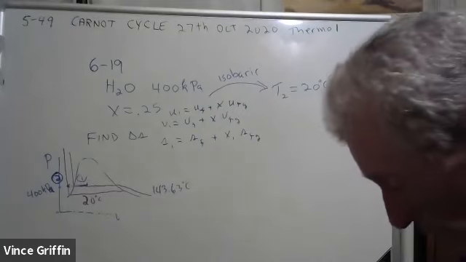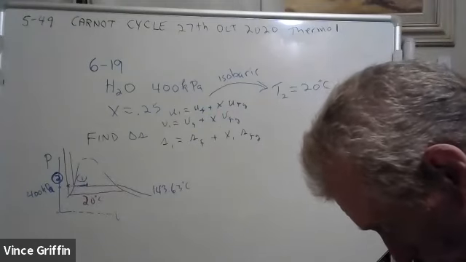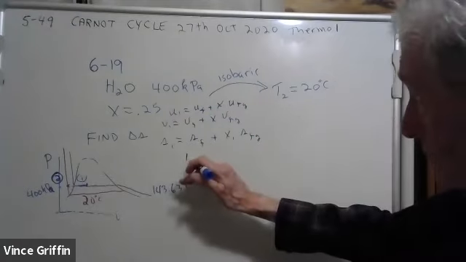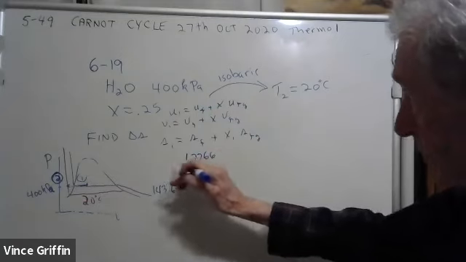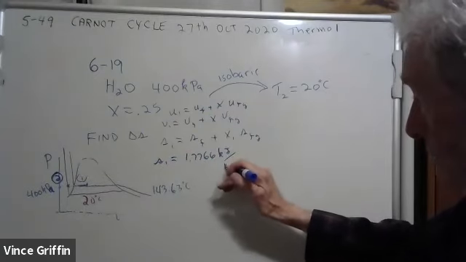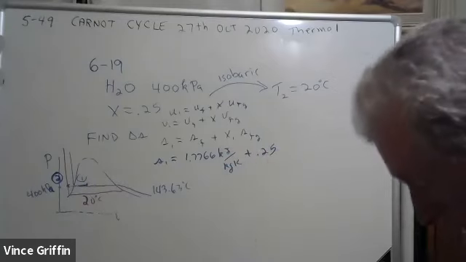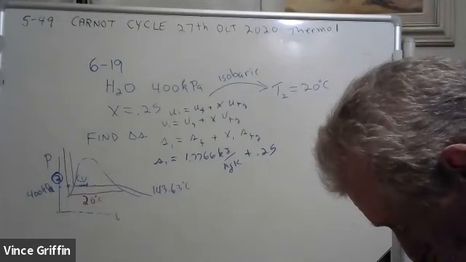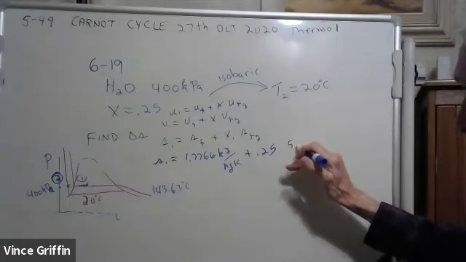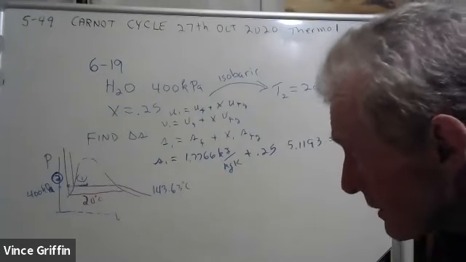What is SF at 400 kilopascals? I don't know. It is 1.7766. We're going to find S1. There we go. Now those units are kilojoules per kilogram Kelvin. And then we have to go 0.25 times SFG. Help me find that. 5.1193. We can get S1.